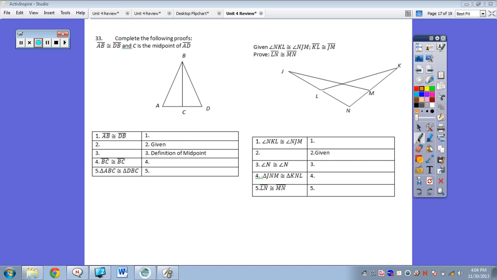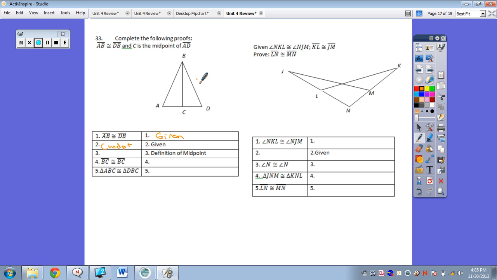Alright, proofs. Page 8, the last page. Alright, complete the following proofs. AB is congruent to DB, and C is the midpoint of AD. Okay, so this is our given. So we know that AB is congruent to DB because they gave that to us. Our other given was that C is the midpoint of AD.